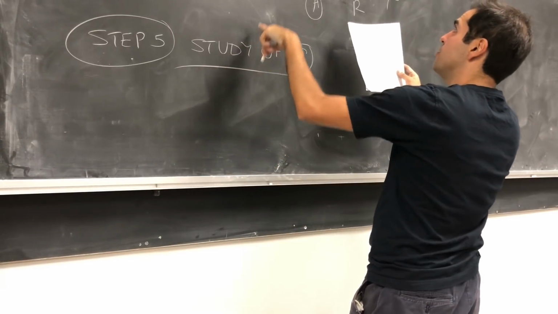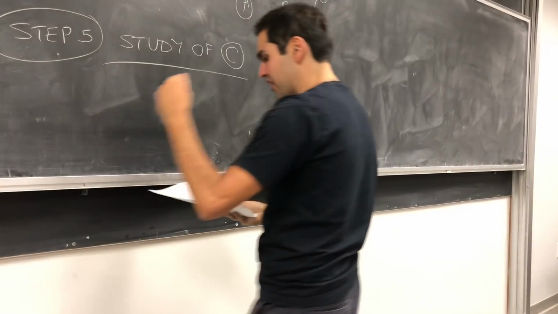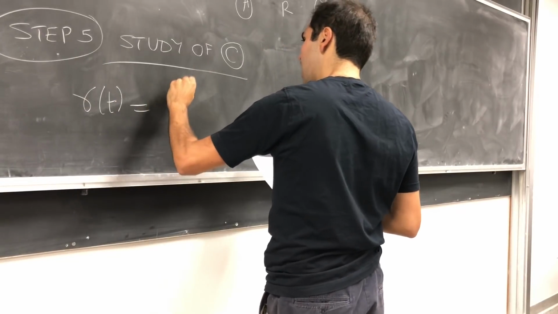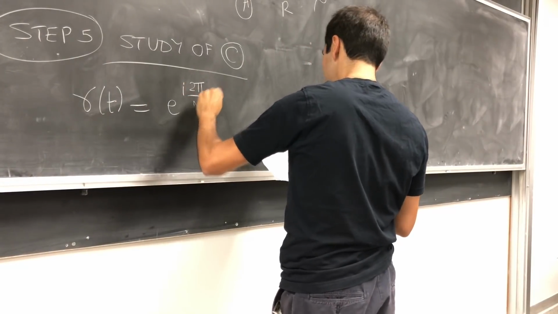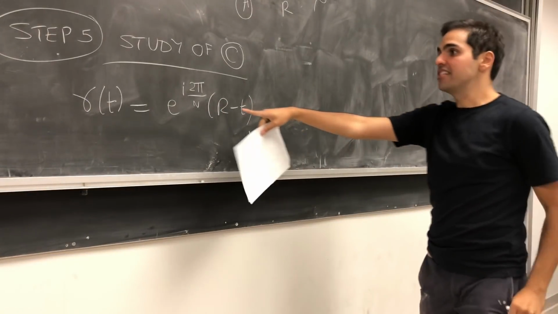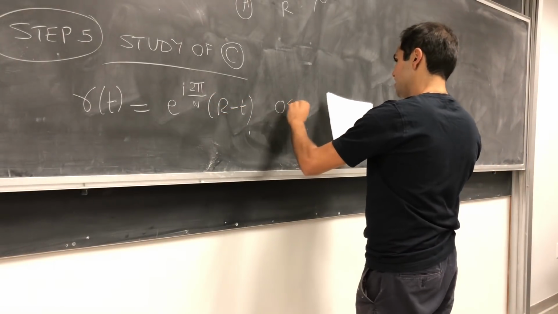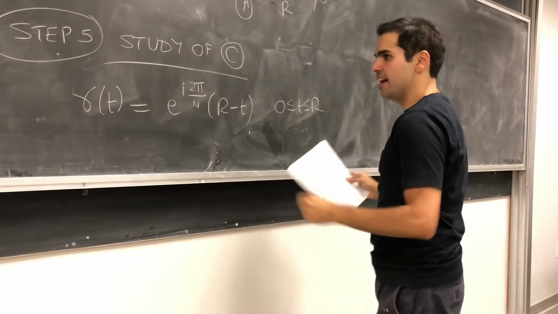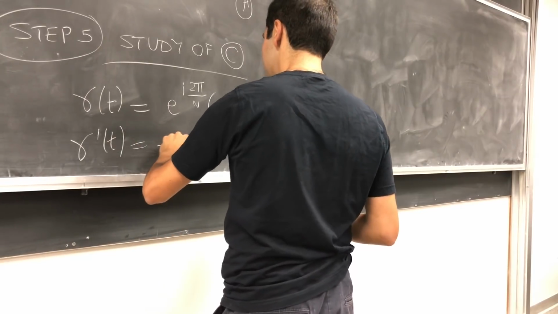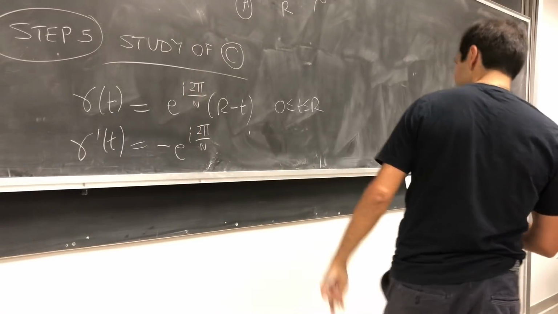So here, let's use a parametrization that starts at this point and goes to 0. And precisely it's gamma of t equals e^(i2π/n) (r minus t). And that in fact works because it starts at e^(i2π/n) and it ends at 0. So t is between 0 and r. And then if you calculate the derivative, gamma prime of t is minus e^(i2π/n).